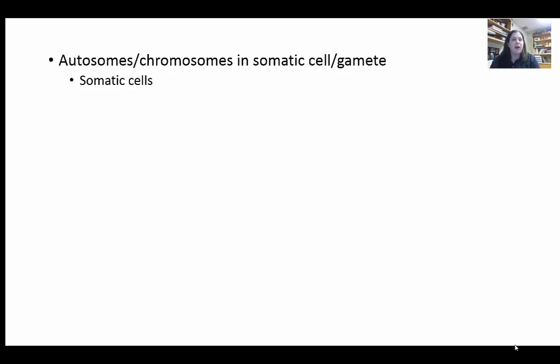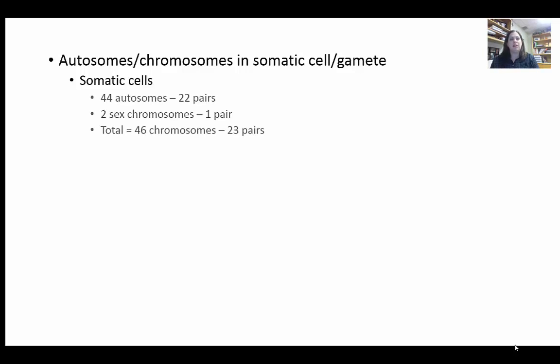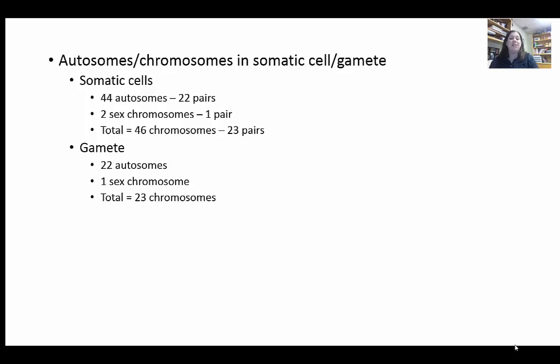All right. Now guys, autosome chromosomes in somatic cells versus germ cells. In somatic or body cells, remember you have 44 autosomes or 22 pairs. You also have 2 sex chromosomes or 1 pair. Now this equals your 46 total chromosomes, or if we were looking at pairs, 23 pairs. Now in germ cells or the gamete, it's a little different. You have 22 autosomes, 1 sex chromosome, and that equals your 23 chromosomes. There are no pairs here because we've already removed the pairs so that the egg and the sperm, when they fuse, that returns that diploid number.